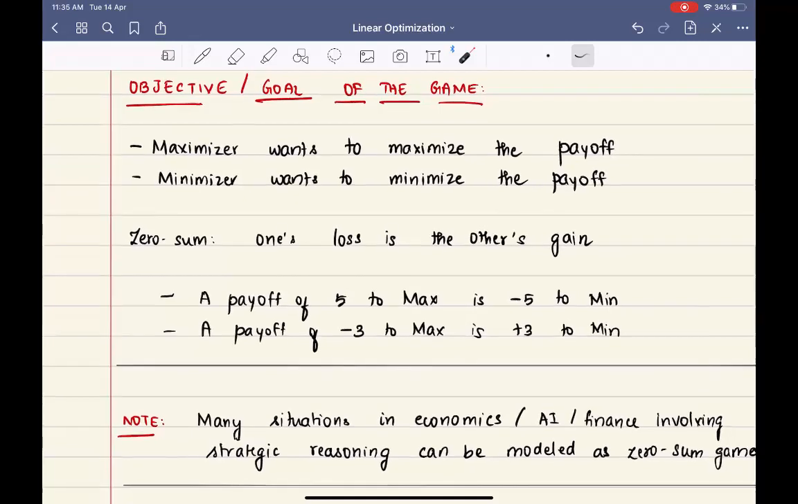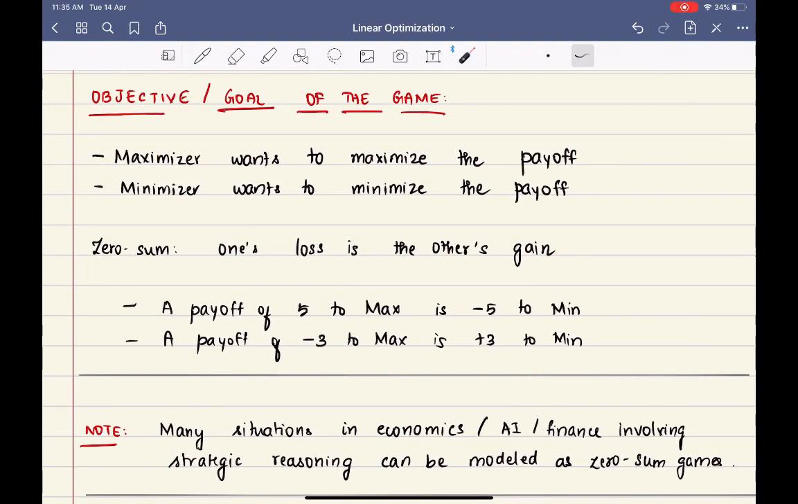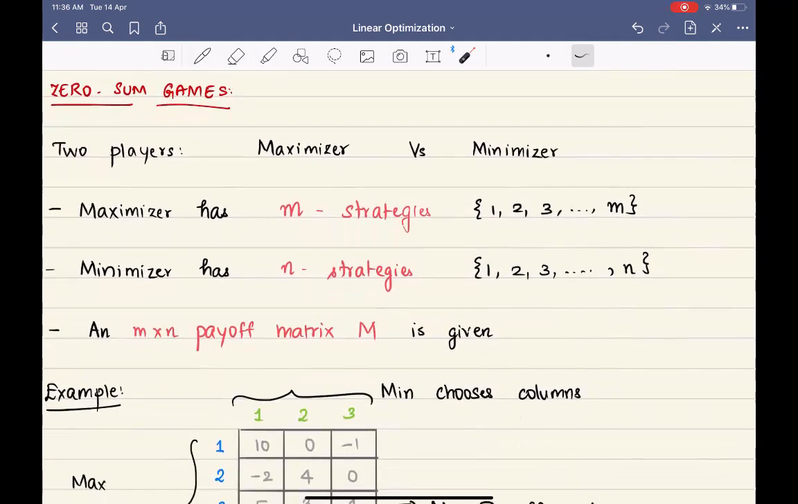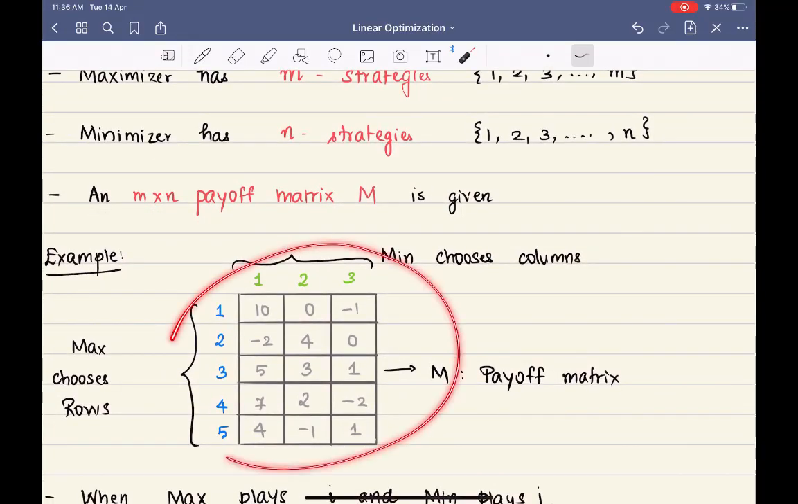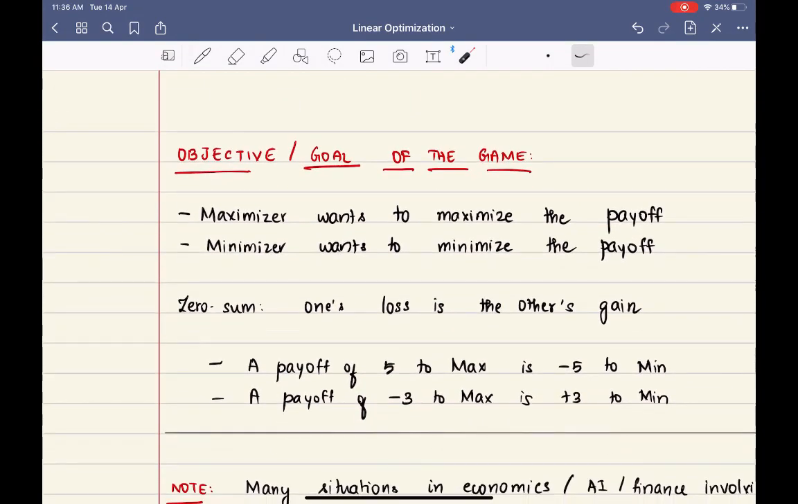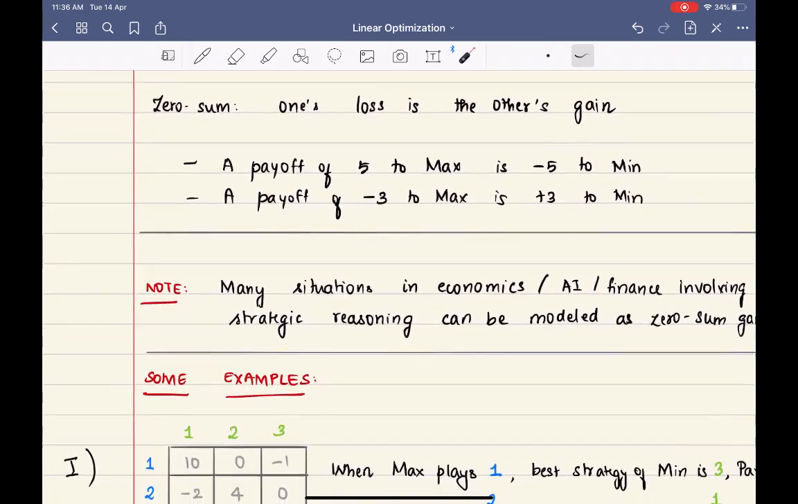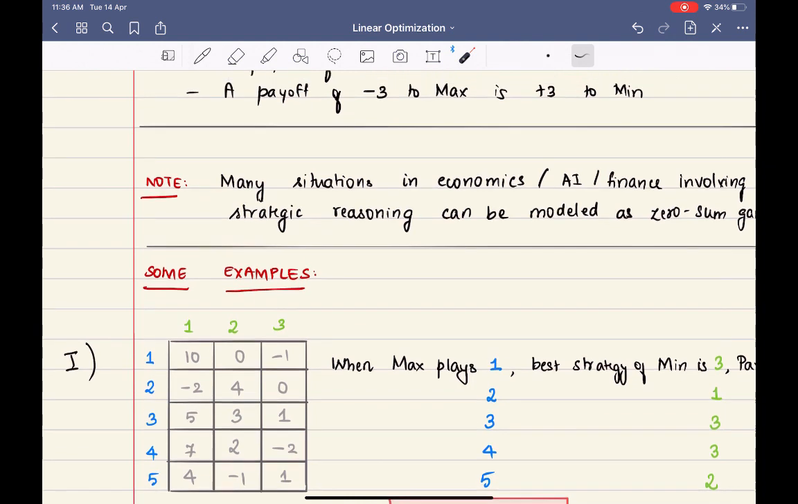Okay, so why are we looking at these kinds of games? It turns out that many situations in economics, AI, game solving, finance, wherever there is strategic reasoning between parties involved, you can model those situations using zero-sum games. So we will look at it as this matrix and the two players. Okay. So let's see some examples. How should max and min play in this game?